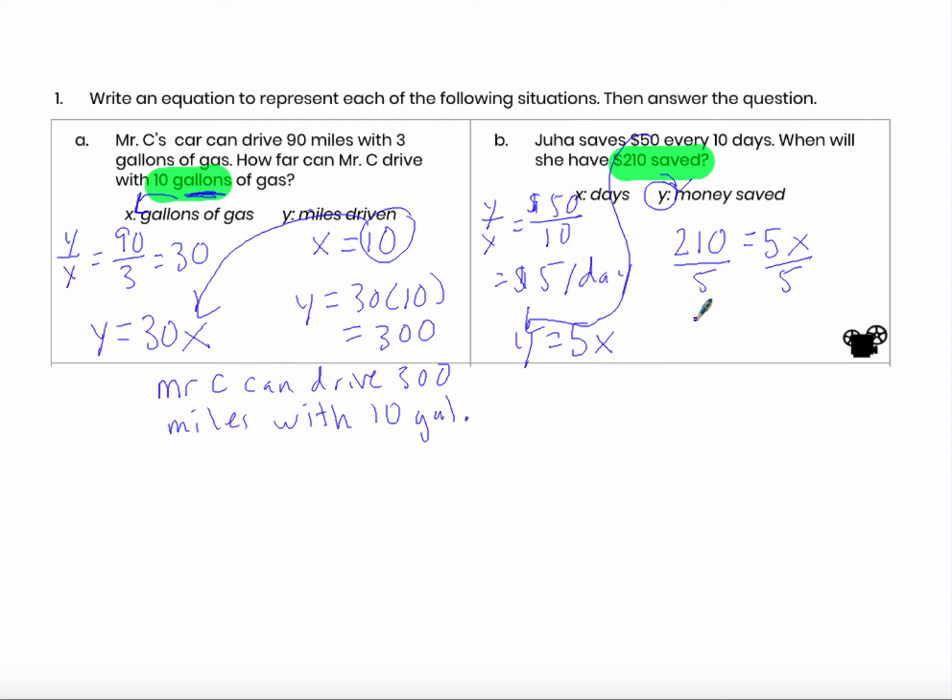I divide 210 by 5 and 5x by 5. Whoa, that's a lot to do in my head. 210 divided by 5. You could use a calculator here. That would be okay, but I think I can do it. 210 divided by 5 is 42. Following that procedure Ms. Courtney asked us to, I have x equals 42. That means after 42 days, Juha will have $210.